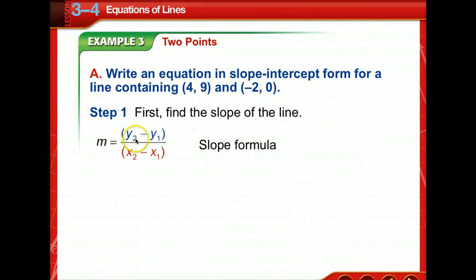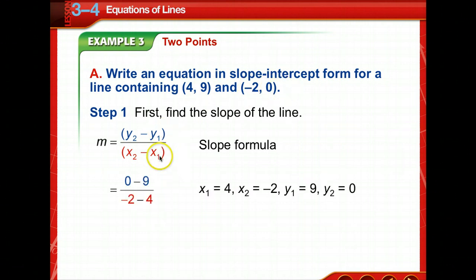If you remember, it's y sub 2 minus y sub 1 over x sub 2 minus x sub 1. It doesn't matter which point you call 1 and which point you call 2, as long as if this is x1, that's y1, and if this is x2, that's y2. So it's the difference in the y's over the differences in the x's. So our slope is 3/2.